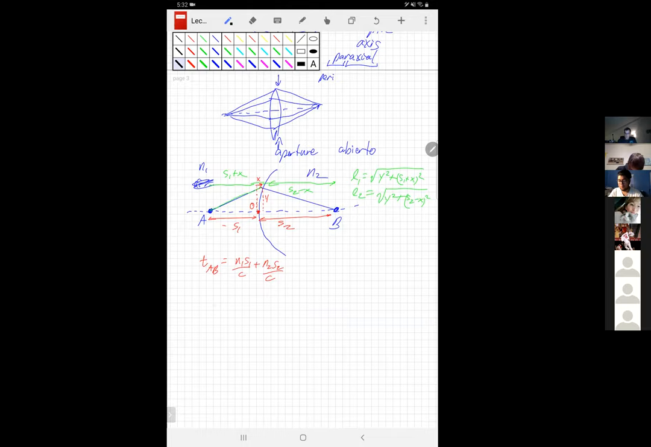And so we could use Fermat's principle. We could say N1 L1 plus N2 L2 over C equals N1 S1 plus N2 S2 over C. And we could plug in the square roots. I'll plug them in, but we're not going to go very far with those, because that tedious algebra doesn't actually get you very far, for a number of reasons. We'll go a little ways with it later if we have time. So I'll plug it in just in case.